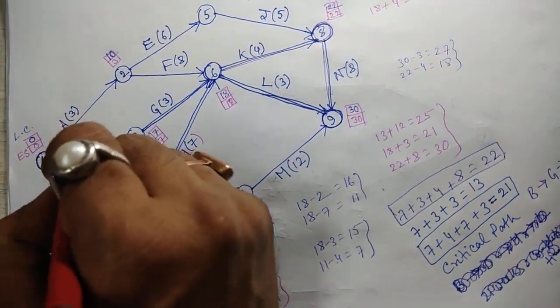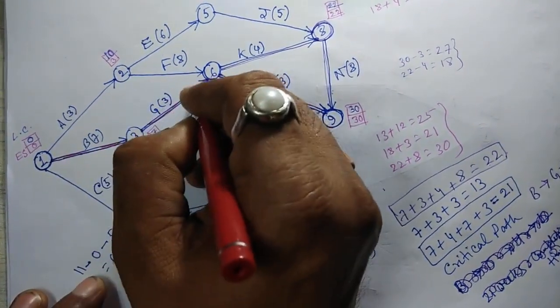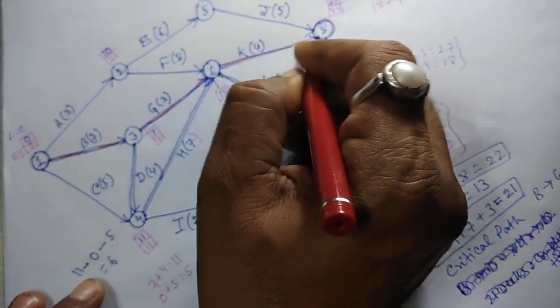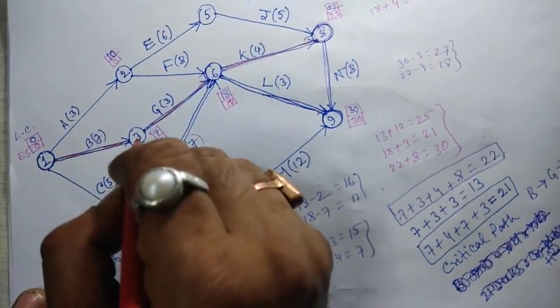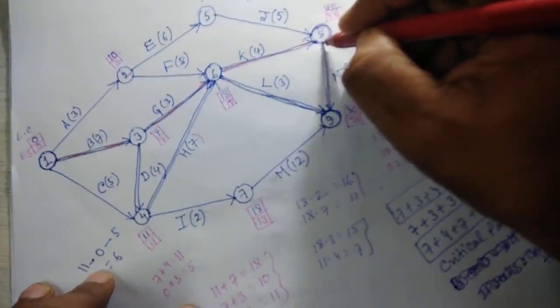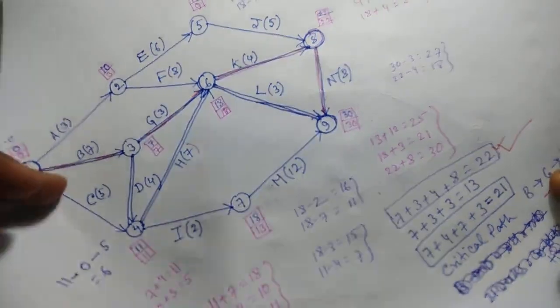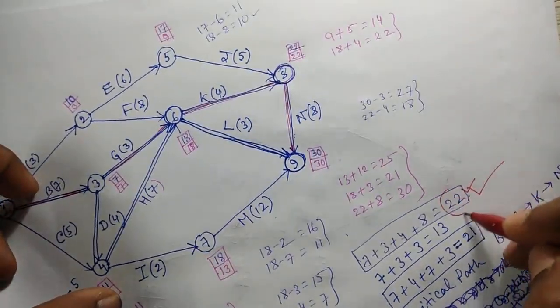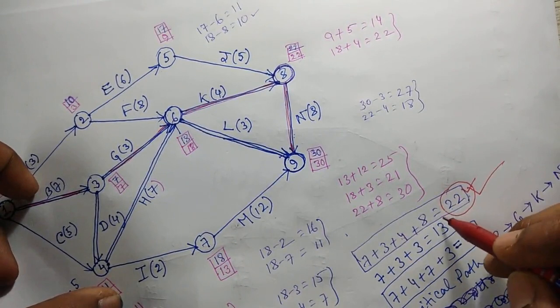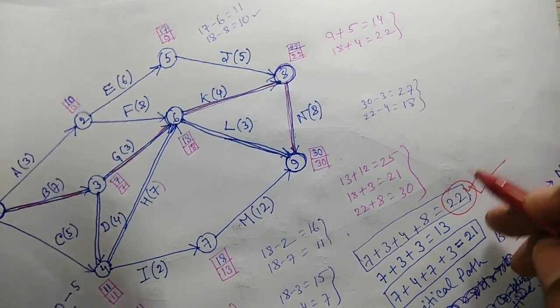So our critical path is this path: from 1 to 3, 3 to 6, 6 to 8, and then 8 to 9. And total project completion time will be 22. See, total project completion time will be 22. So we have answered the second part of the question.